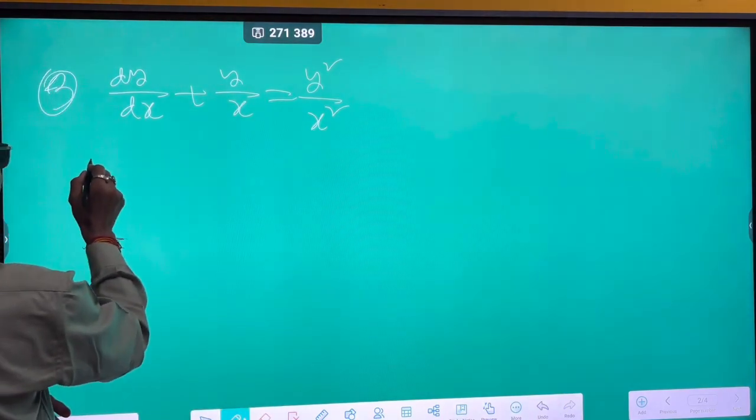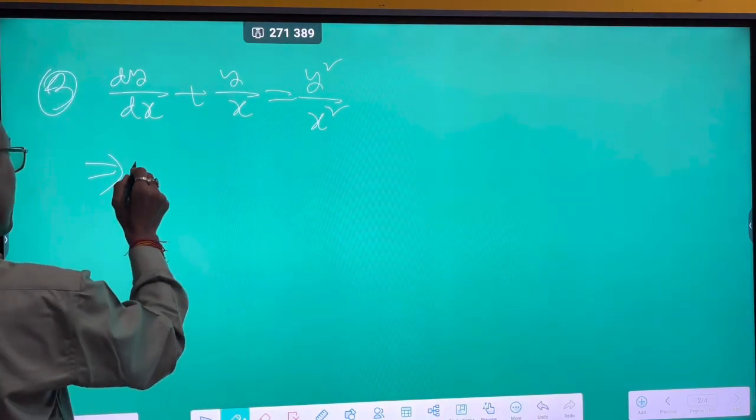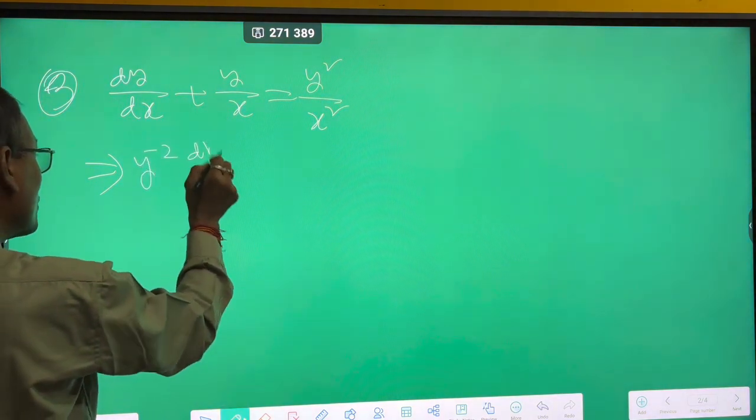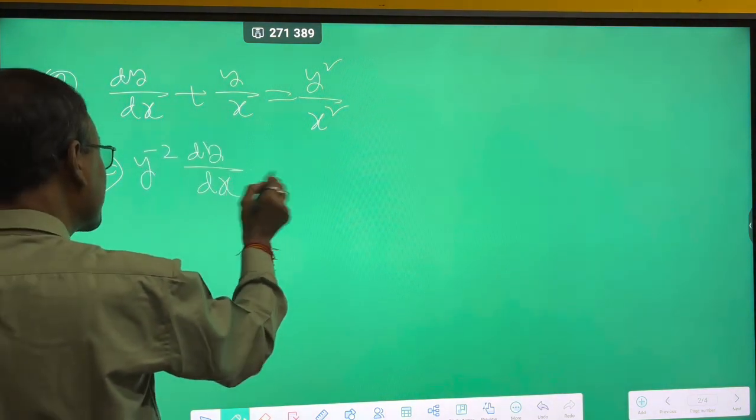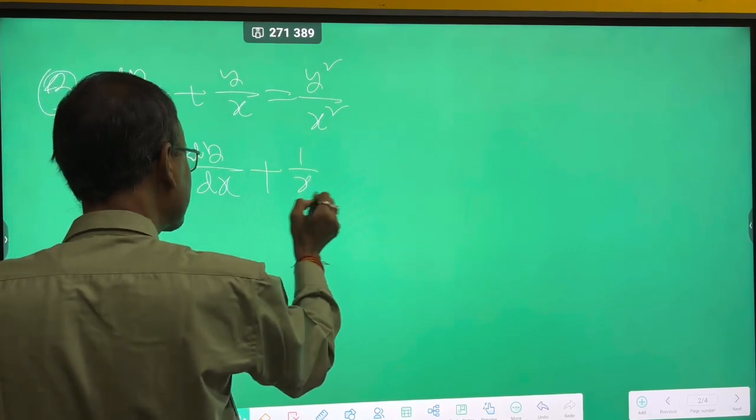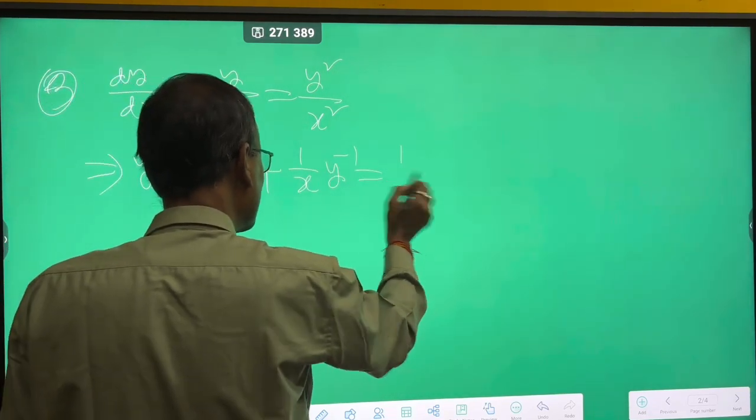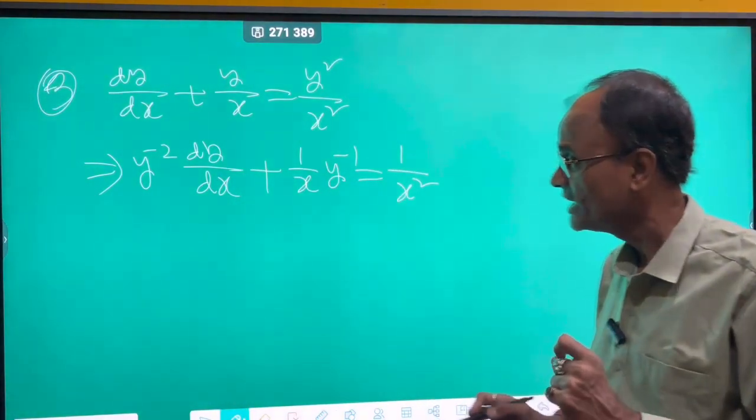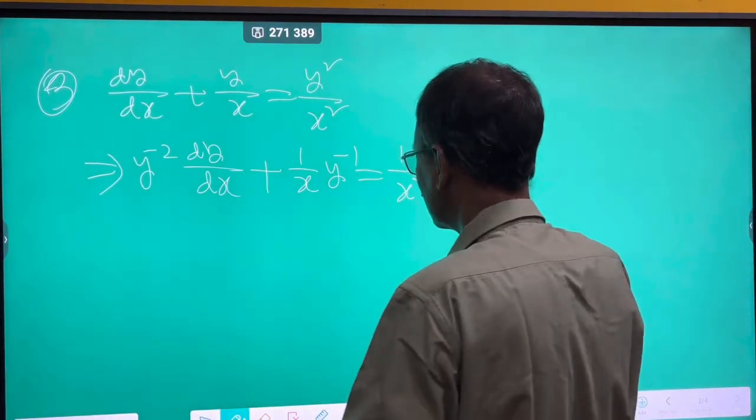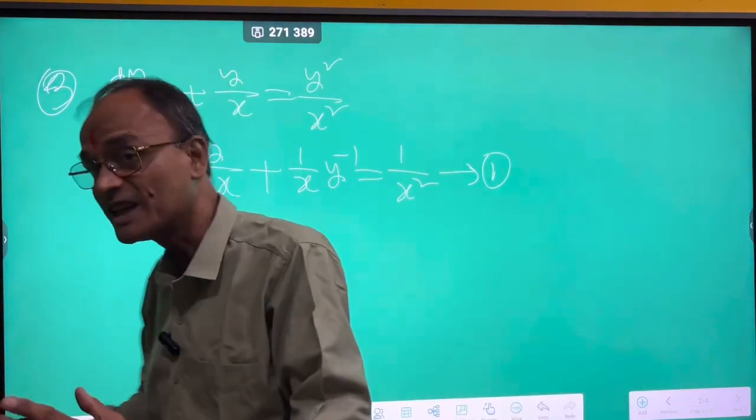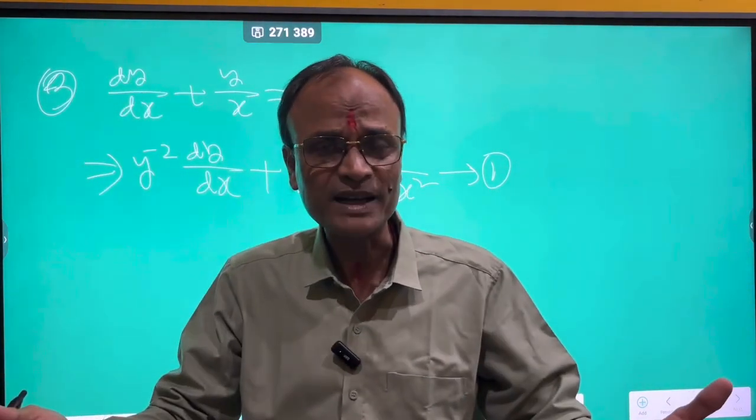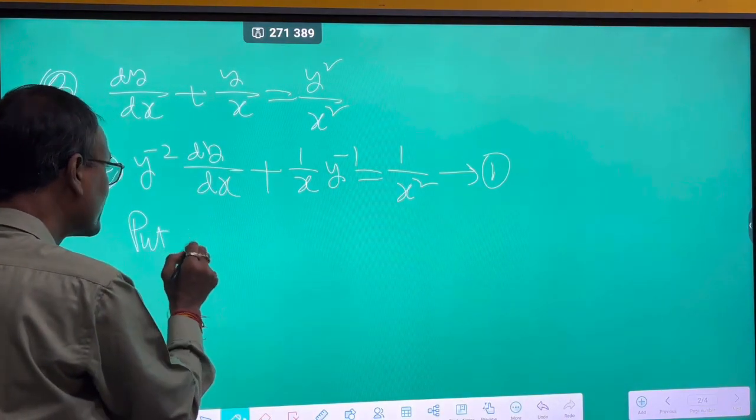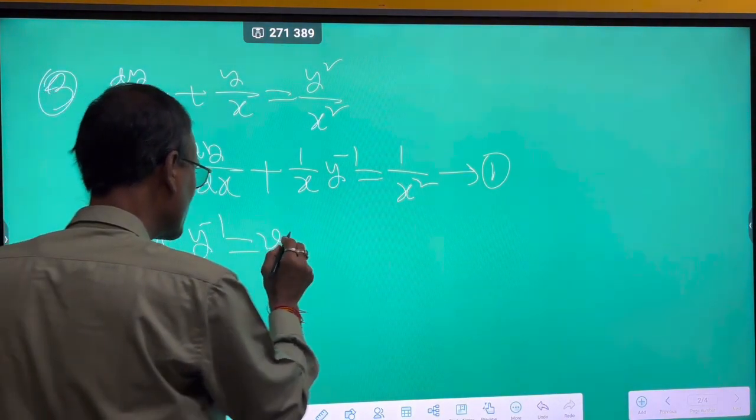Now divide both sides by y square, you will get y to the power minus 2 dy by dx plus 1 by x y to the power minus 1 equal to 1 by x square. Suppose this is number 1. Our next step is put y to the power minus 1 equal to v.